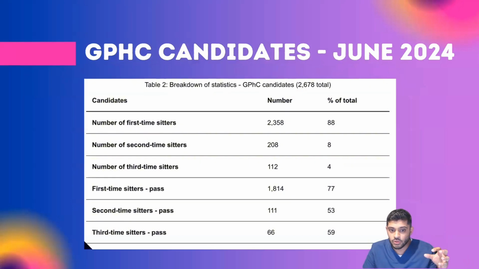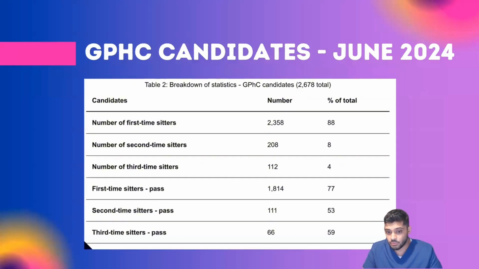In terms of the breakdown of people sitting the assessment, this breakdown is very important because those who didn't pass the June assessment and are in this webinar will find these figures useful. 88% of the assessment consisted of first-time sitters, 8% consisted of second-time sitters, and 4% consisted of third-time sitters.